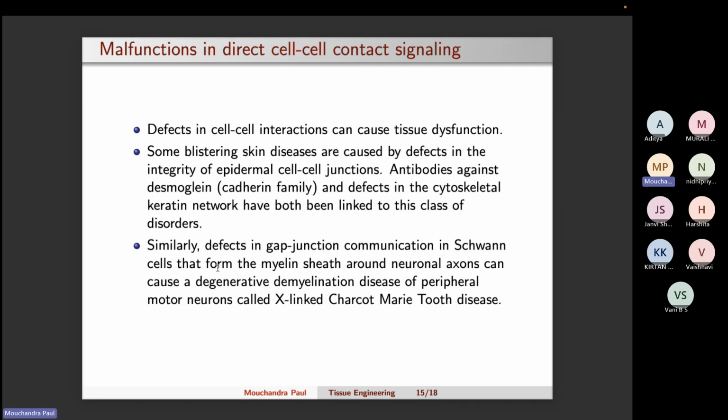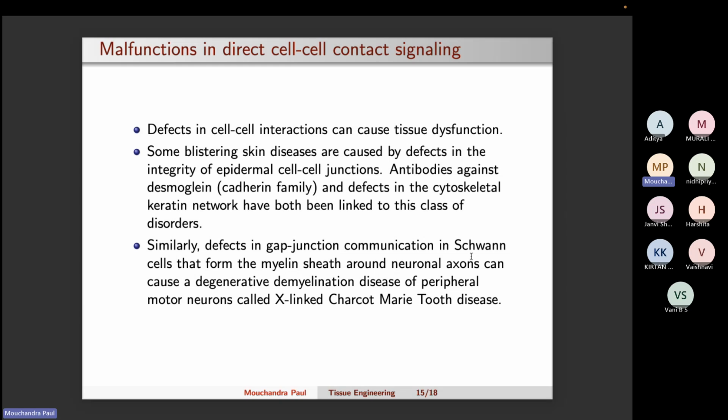The Schwann cells form the myelin sheath around the neuronal axon, and if there is a defect, it can cause demyelination and degeneration of the motor neurons. Overall, this class of disease is called X-linked Charcot-Marie-Tooth disease.